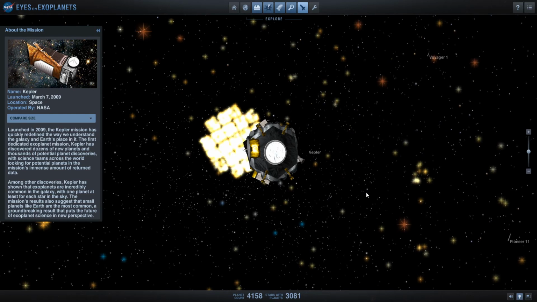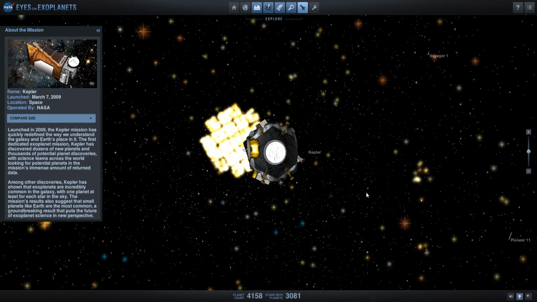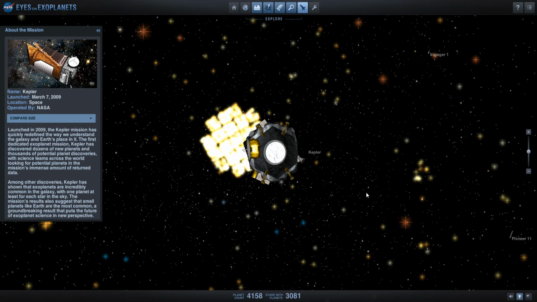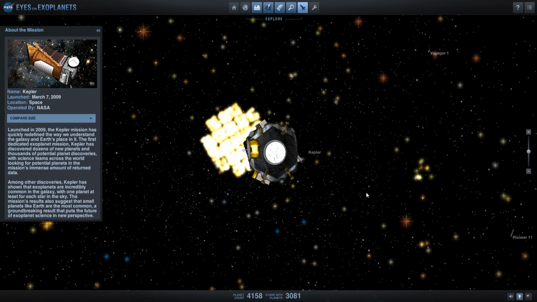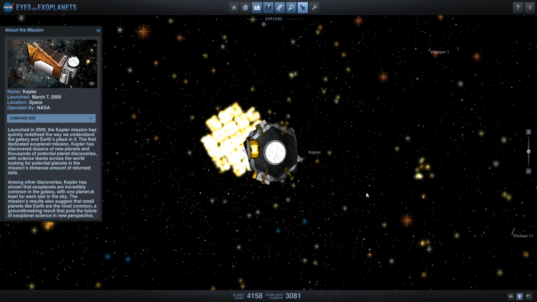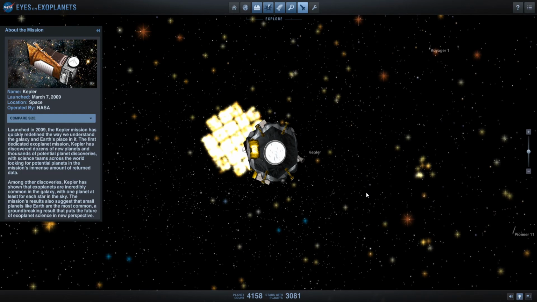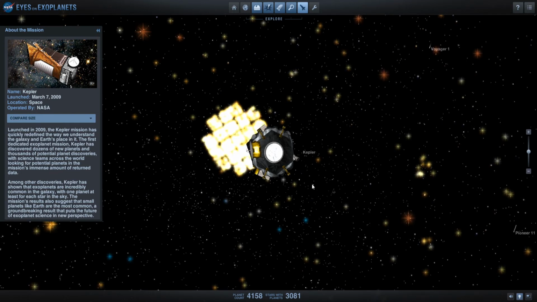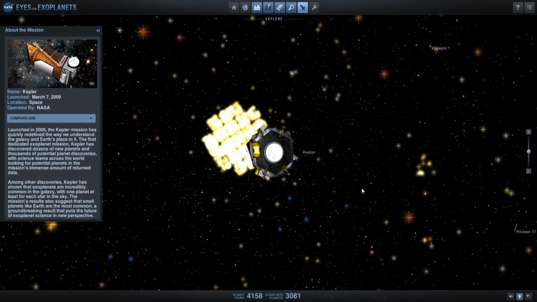Thanks to Kepler, we now know that for every star in the galaxy, there must be at least one exoplanet. That's at least the ratio. There is at least one planet for every star in the Milky Way, and in our galaxy, there are anywhere between 100 billion and 400 billion stars. So there are a lot of planets out there indeed.